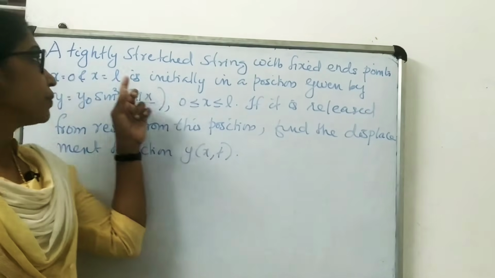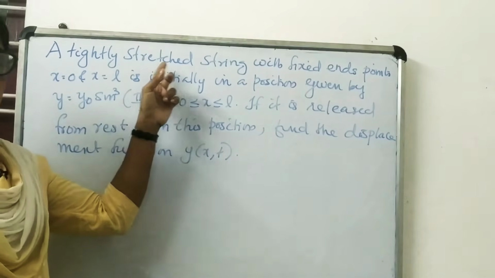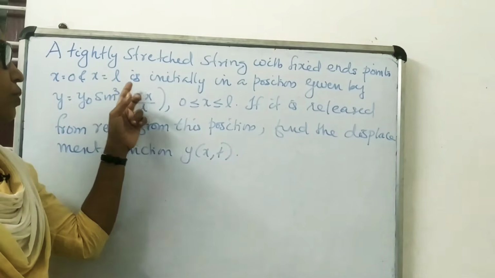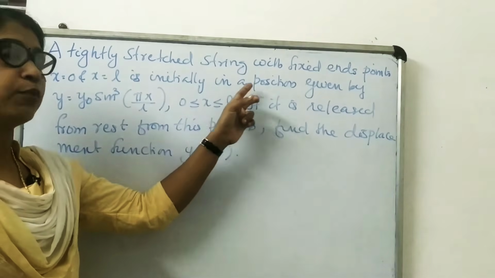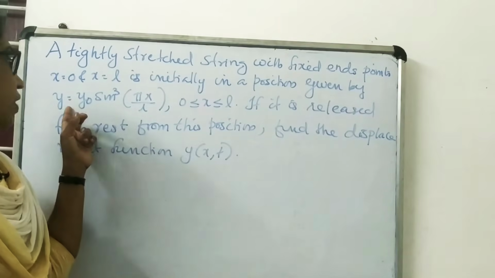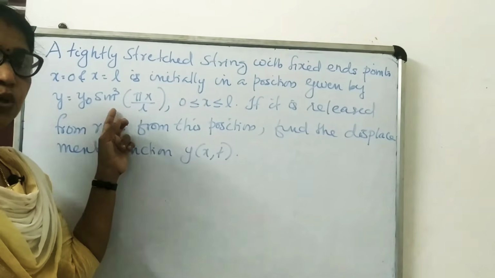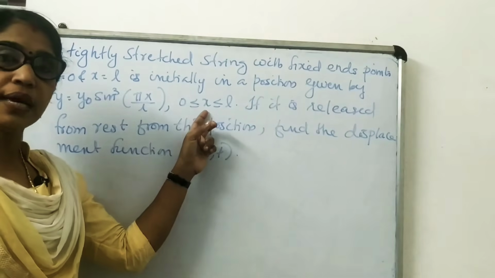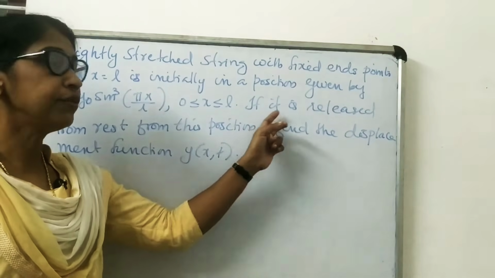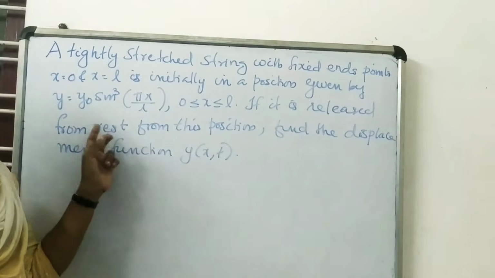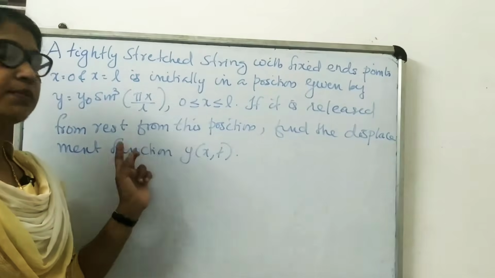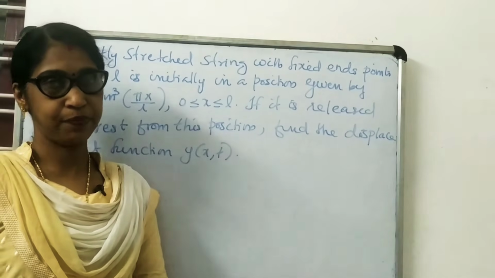Look at this problem. A tightly stretched string with fixed endpoints x equal to 0 and x equal to L is initially in a position given by y is equal to y0 sine cube pi x by L, where 0 less than or equal to x less than or equal to L. If it is released from rest from this position, find the displacement function y of x,t.